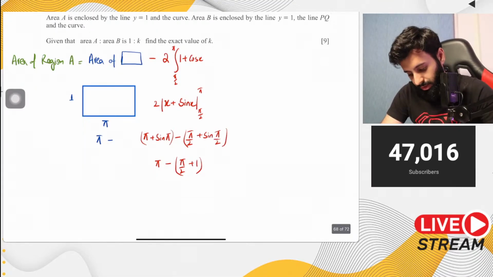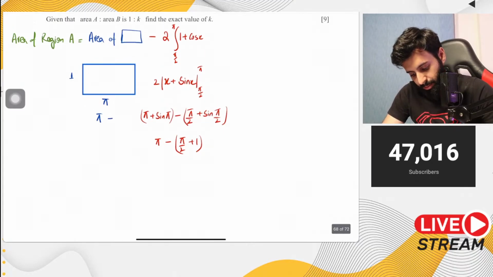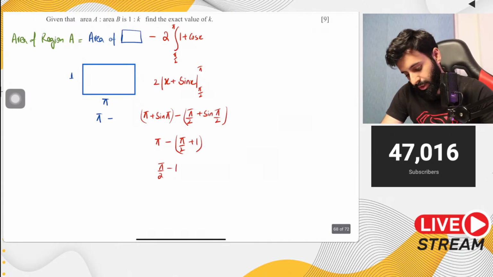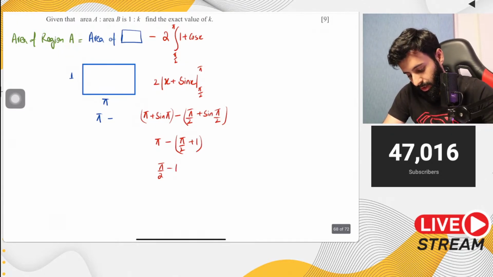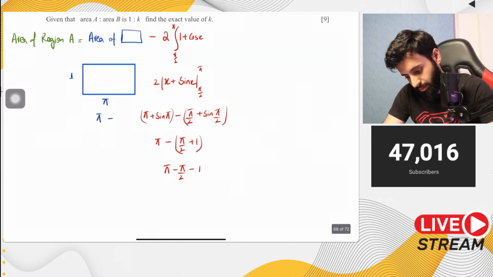Okay. So let's see what we get. Pi minus pi upon 2 is going to be pi upon 2 minus 1. Wait a minute, don't forget that you also have to multiply it by 2. So pi minus pi upon 2 minus 1, all of this gets multiplied by 2 as well.